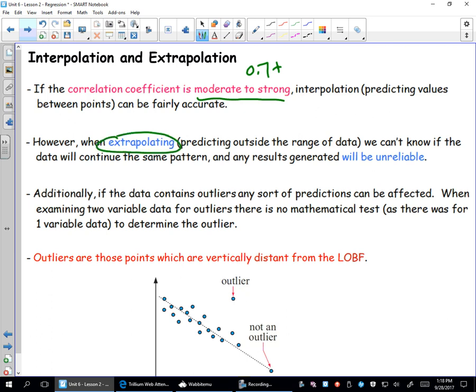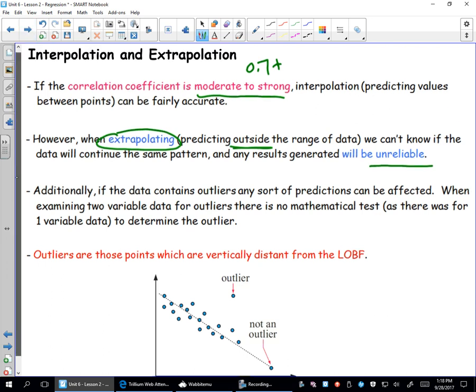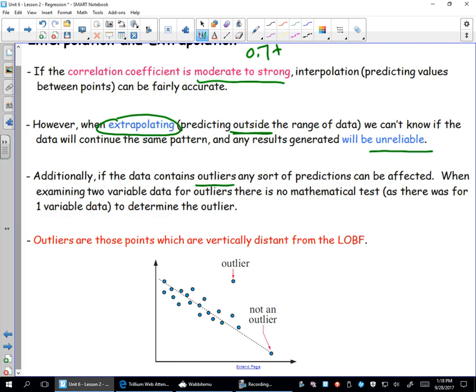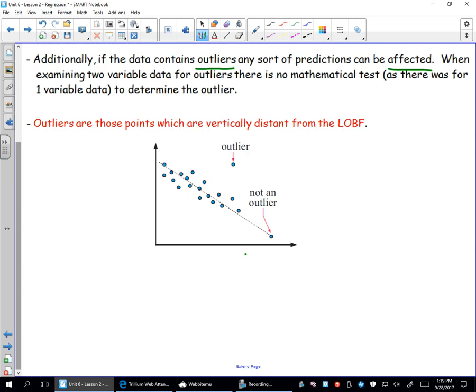However, when we extrapolate, going outside the range of data that we know, well, we don't know what's going to happen next. Maybe we're going to run out of room. You can't run that slow. You can't run that fast. We can't throw that far. We don't know what's going to happen. So any results we generate are going to be unreliable automatically as soon as you go to the range that you don't know. Also, if the data contains outliers, well, our predictions are going to be affected because our model's been affected. Okay? There is no mathematical test on a scatter plot for an outlier. So you can't use your whole Q3 minus 1.5 IQR. That won't work here. Okay.